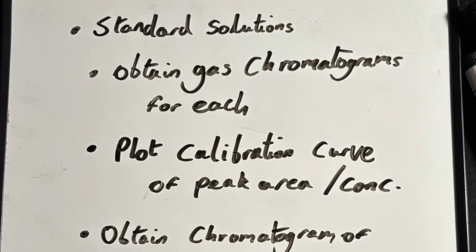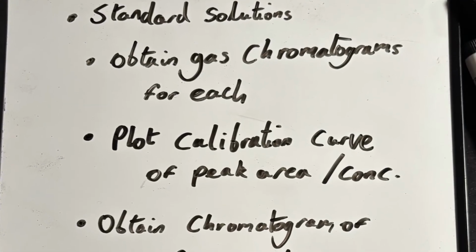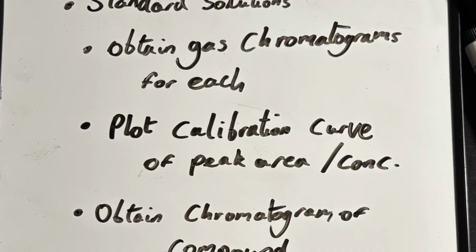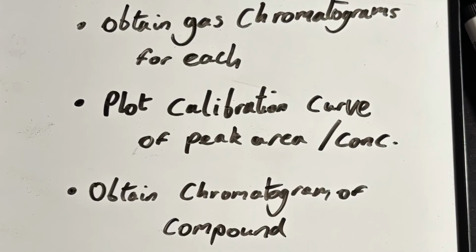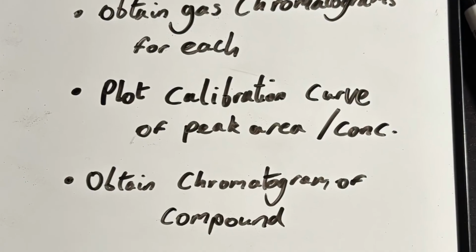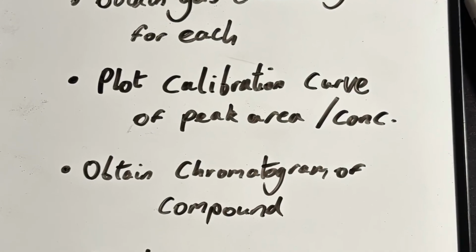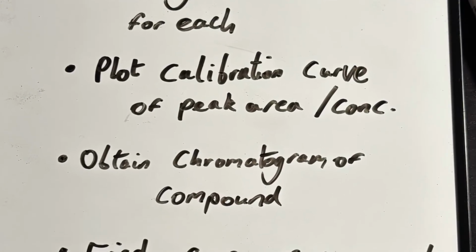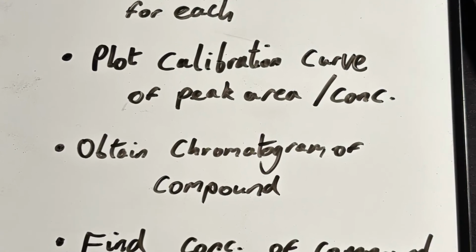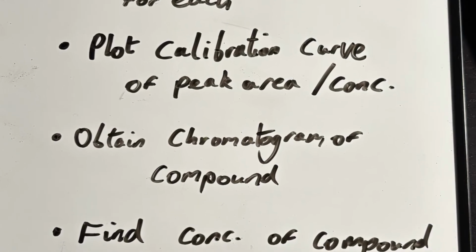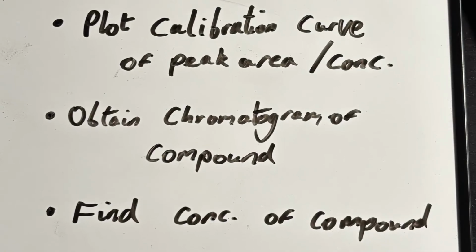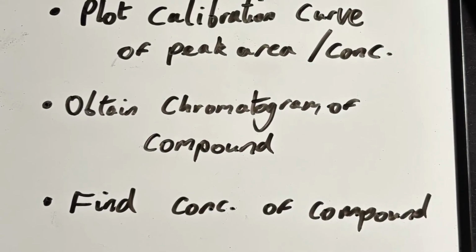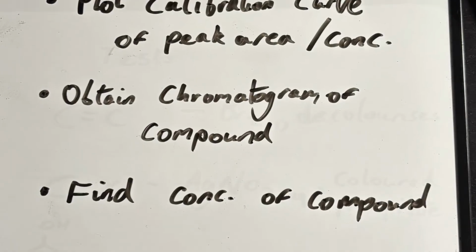So to find the concentration, you're going to use a standard solution, something you already know the concentration of. You're going to obtain the gas chromatograms for all of them, and then you're going to plot a calibration curve of peak area against concentration. Then you obtain a gas chromatogram of the compound you want to find, and then from that you compare it to the calibration curve and you can find the concentration of that compound.